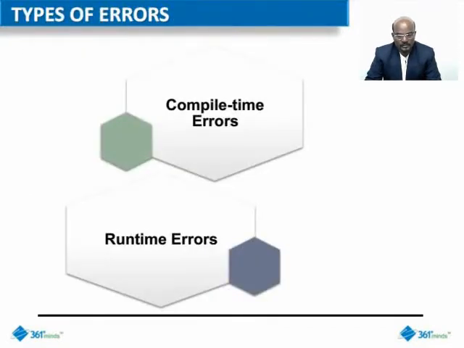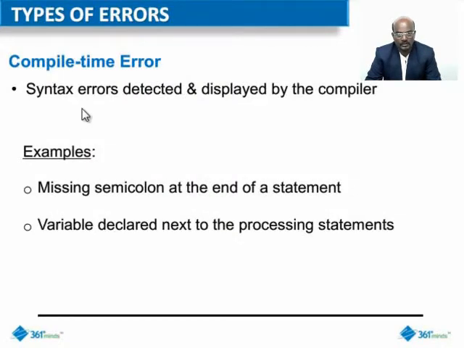There are two types of errors: compile time errors and runtime errors. Compile time errors are caused because of a wrong syntax. For example, when you type a program, you might have forgotten to put a semicolon at the end of a statement, or you have declared a variable next to a pre-processing statement, which is also wrong. These errors are caught by the compiler and returned to the programmer to say that the error that was typed was wrong.